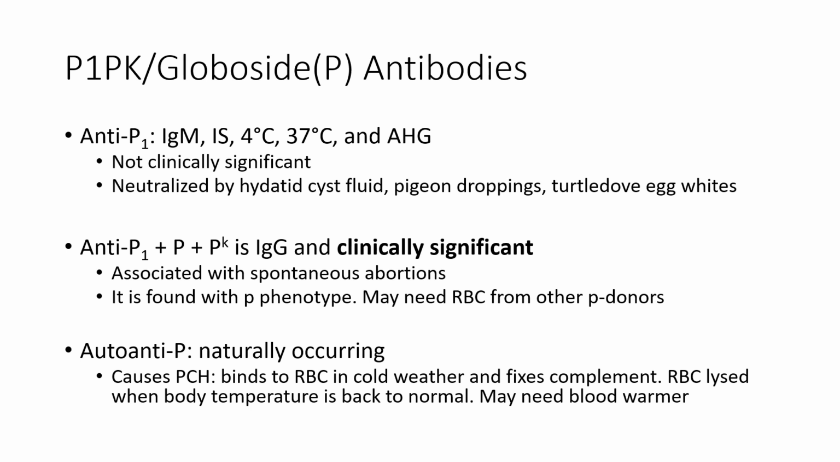Auto-anti-P is naturally occurring. It is responsible for causing paroxysmal cold hemoglobinuria, and the mechanism involved in this disease is that this auto-anti-P will bind to the red blood cells in the cold weather, and then it will fix complement. After returning back to normal body temperature, that complement will activate the complement cascade and lyse the red blood cells. So these patients may need a blood warmer in order to transfuse red blood cells without causing hemolysis.